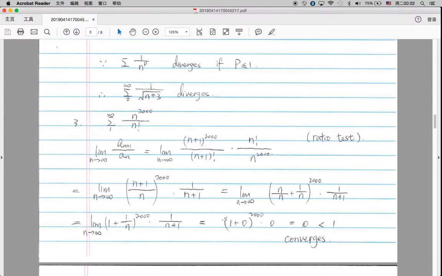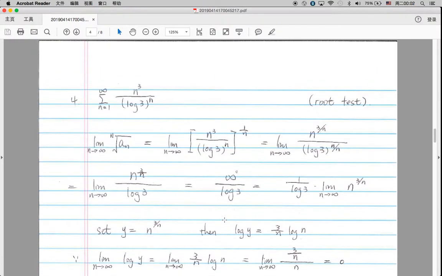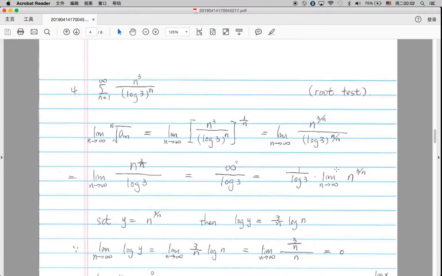So this is the ratio test. And we also have another example called the root test. The formula for the root test is something like this. It's also taking the limit as n approaches infinity of the n-th root of a_n. Taking the n-th root is basically just raising to the power of 1 over n.